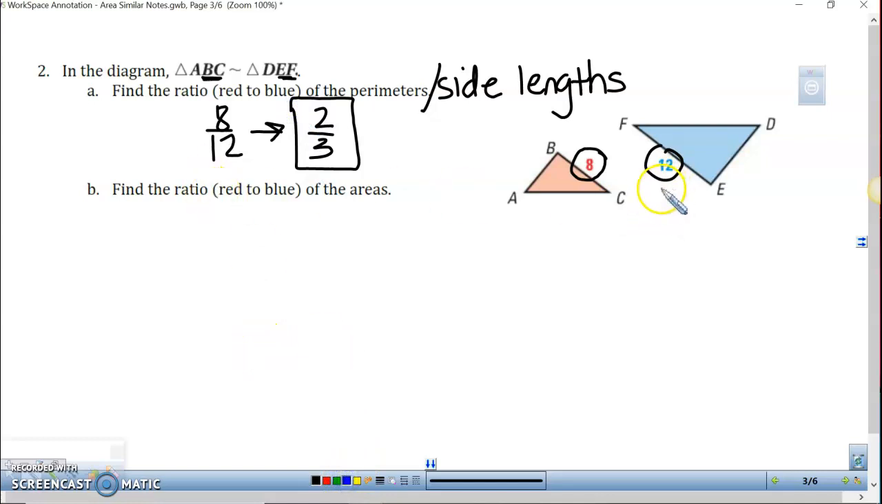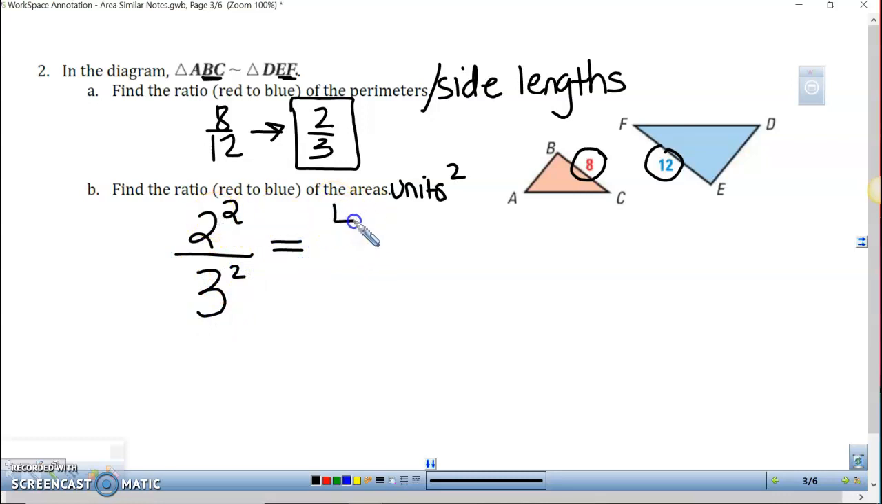What if I wanted to know the ratio of the areas? Can we find the actual areas? No. But if we were able to, and we reduced it, we would know, right? Think about area. Area is always inches squared, centimeters squared. So you have to square 2. You have to square 3. And that's going to give you your ratio of the areas. So 4 to 9 would be the ratio of the areas.